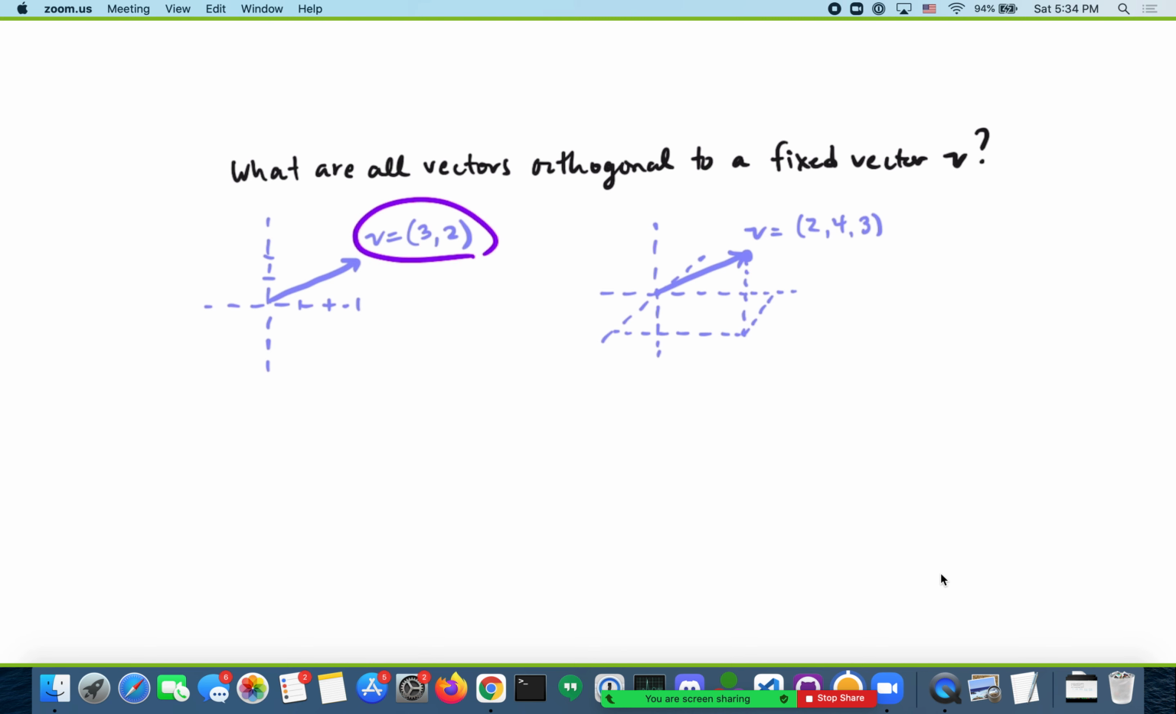Okay, so let's look at this vector 3, 2. And I claim that 2, negative 3 is orthogonal. Let's check that. 2 times 3 is 6, plus negative 3 times 2 is negative 6. Sure enough, the dot product is 0. But that's not the only one.